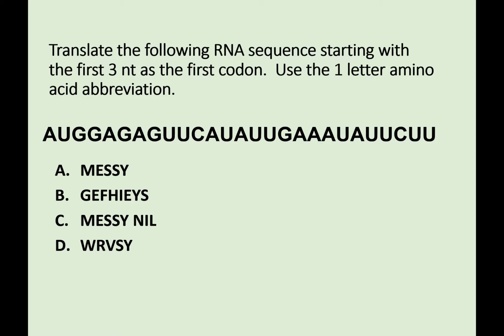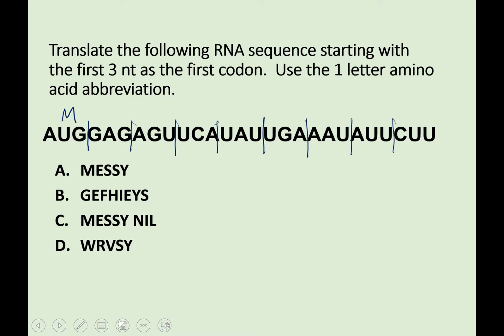So for this one, I already gave you AUG of the first three. But again, go through, mark the groups of three so that you can use the codon table. Oops, I was off. I don't know why I had an extra one. Okay. So then as we start to translate, we know that AUG is methionine.